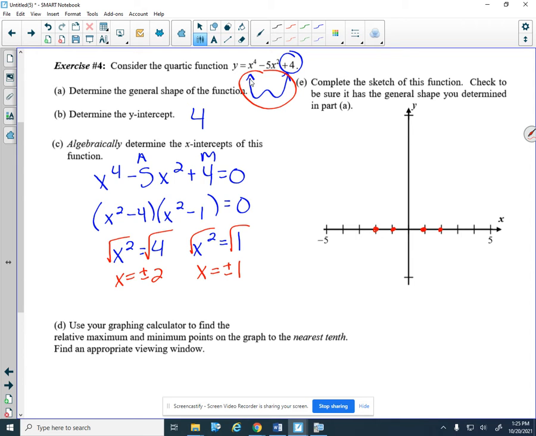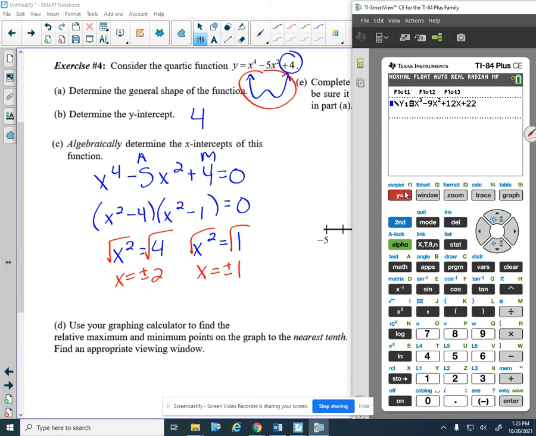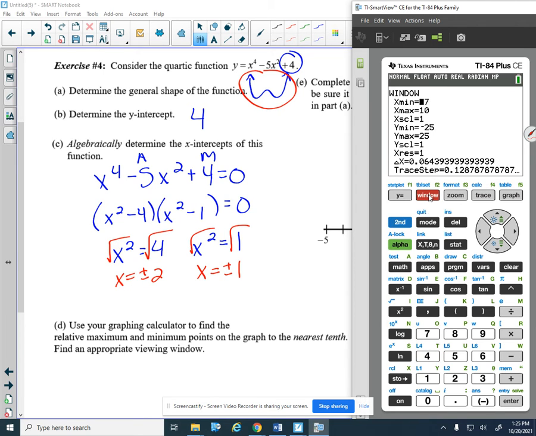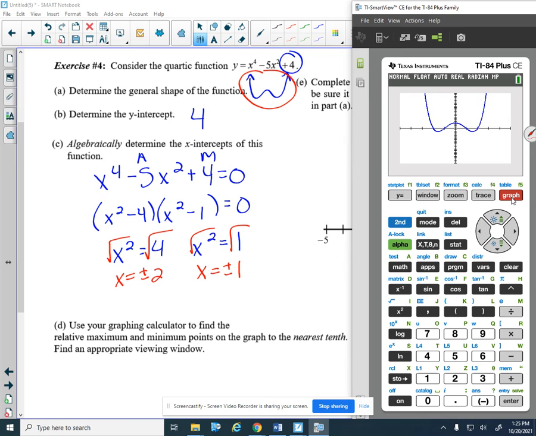Now I'm going to go to the calculator. We'll actually get the graph, make sure all that stuff is confirmed on the calculator. So we have x to the fourth minus 5x squared plus 4. I'm going to start out, I know you just saw it, but pretend we have no clue where the window is. I'm going to make it go negative 5 to 5 because of what's here. And then we're just going to look at the graph.